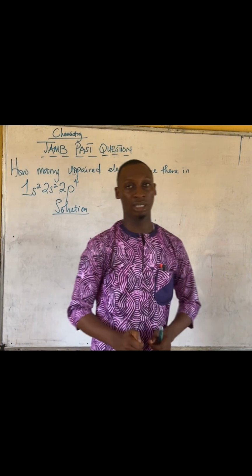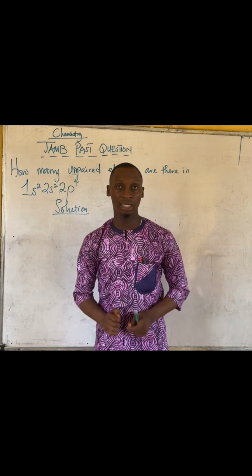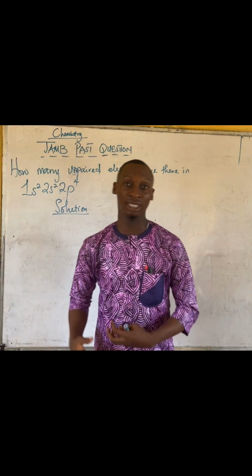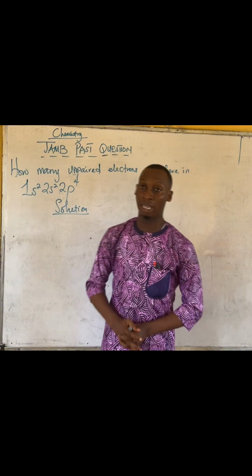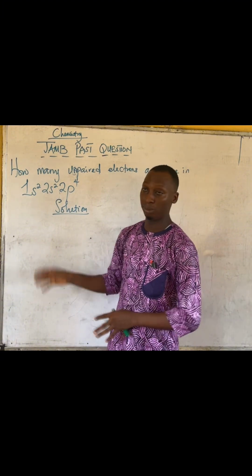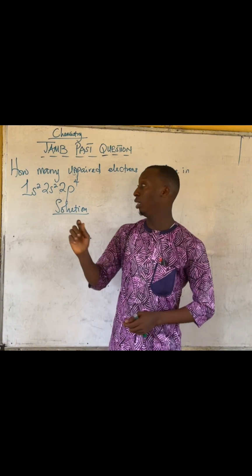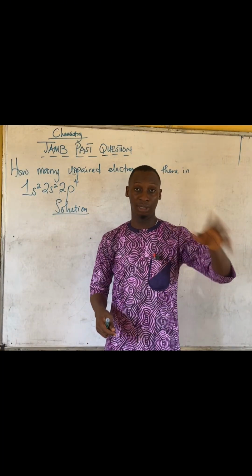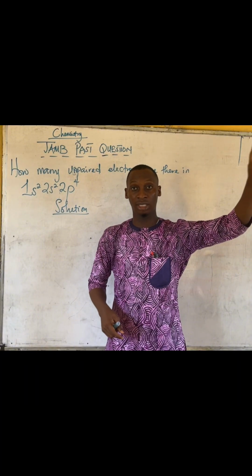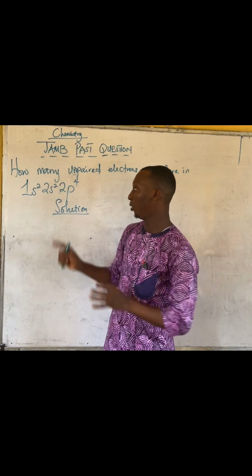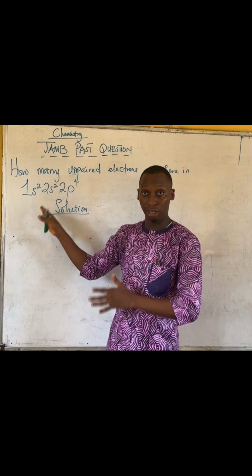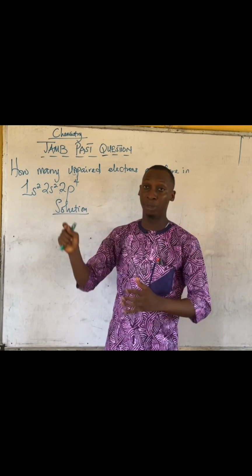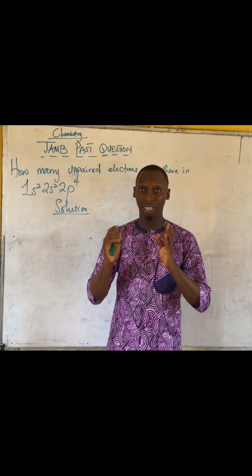How many unpaired electrons are there in 1s2, 2s2, 2p4? Now listen to me. See how I'm going to answer this question. Questions like these are very common in the JAM past questions, and that's why I am taking my time to explain something like this. If you need more clarity on questions like this, kindly refer back to my YouTube channel. You will see a video I made on electronic configuration and how to find the number of unpaired electrons. But then, listen.